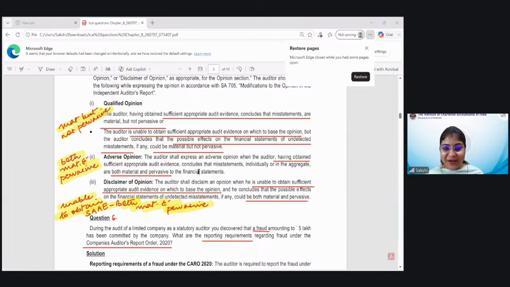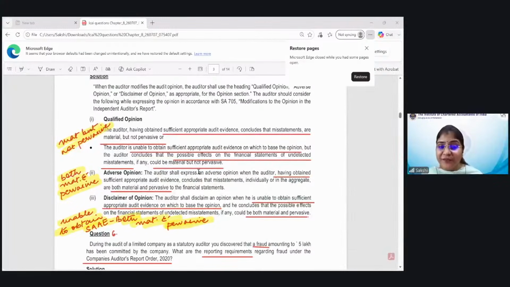So let's check it out. Qualified opinion: the auditor, having obtained sufficient and appropriate audit evidence, concludes that the misstatements are material but not pervasive. For example, regarding inventory, he has obtained audit evidence. There is a discrepancy, but it is of a very small amount. It is material, but it is not affecting the entire balance sheet.